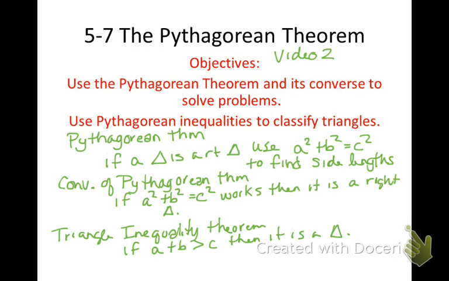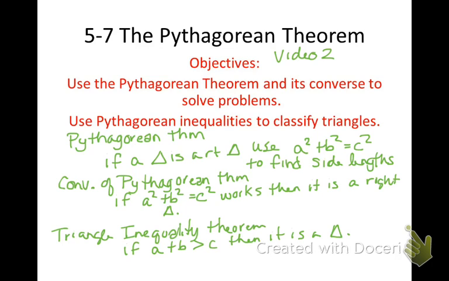Alright, this is the Pythagorean theorem, video 2. Some stuff that we need to go over from past lessons. In this lesson's first video, we covered the Pythagorean theorem: if a triangle is a right triangle, use a squared plus b squared equals c squared to find the side lengths. The converse of the Pythagorean theorem is if a squared plus b squared equals c squared, then it is a right triangle.